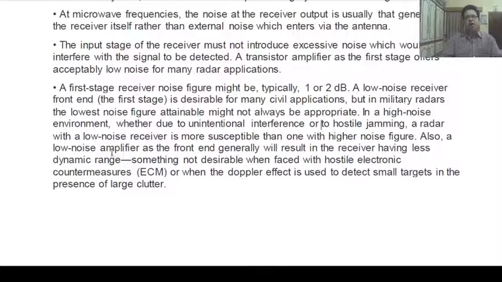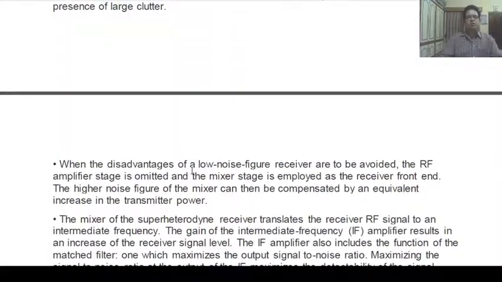Also, a low noise amplifier as the front end generally will result in the receiver having less dynamic range, something not desirable when faced with hostile electronic countermeasures, ECM, or when the Doppler effect is used to detect small targets in the presence of larger clutter.